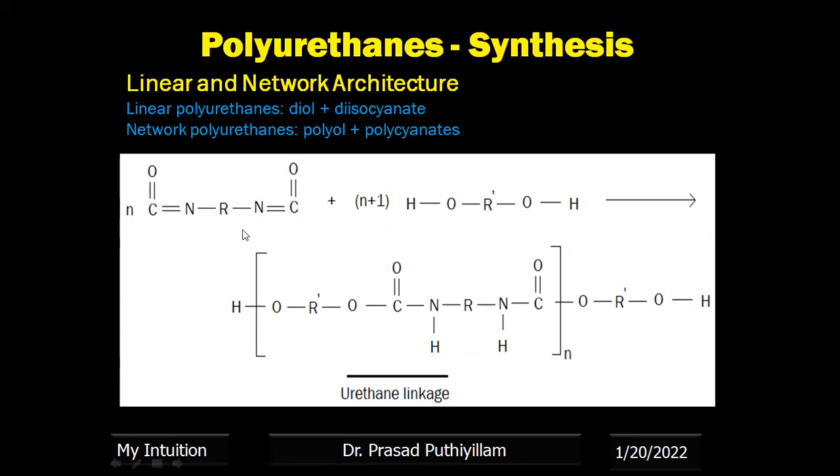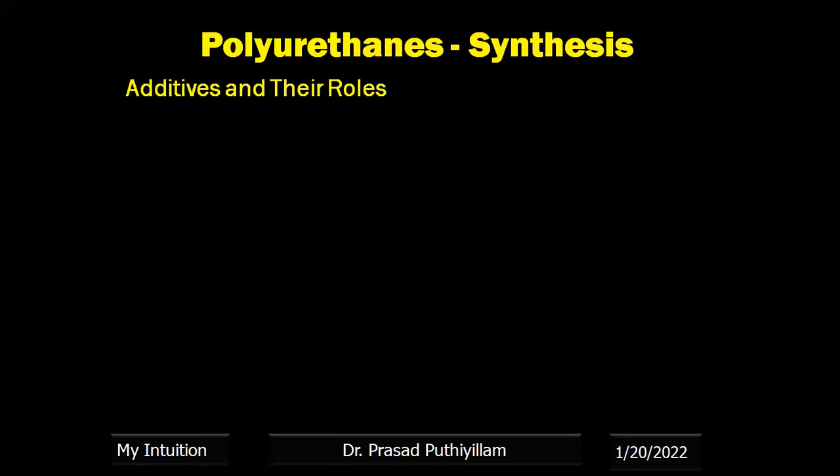When n number of diisocyanate and n plus 1 number of diol react, we'll get the corresponding polyurethane, in which NH C double bond O is the urethane linkage, and we call it polyurethane. So this is the general representation of the synthesis of polyurethane.